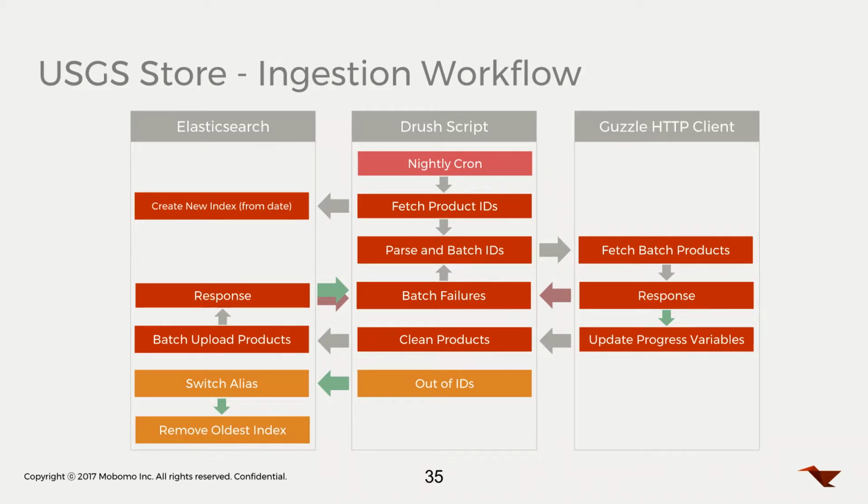Okay, so basically what's happening here, we have our nightly cron, and from there, it fetches our product IDs. The product IDs are stored on a network share. Once we fetch the product IDs, we create a new index in Elasticsearch. Then with those product IDs, we start parsing them because they come in a non-standard format, so it's having to abstract them all, which is, I love SAP. No bad words about SAP.